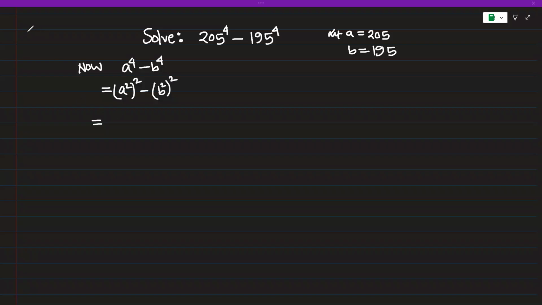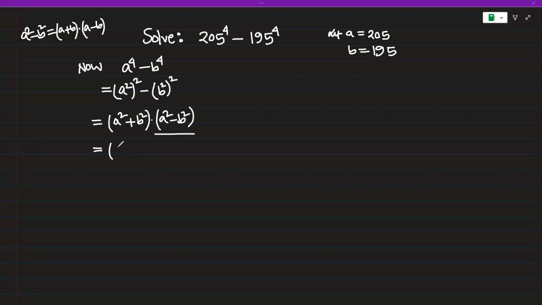So we use the difference rule, which is a square minus b square equal a plus b times a minus b. So we can write that a square plus b square and then a square minus b square. So now this a square minus b square, we can write that a plus b times a minus b times a square plus b square already there.